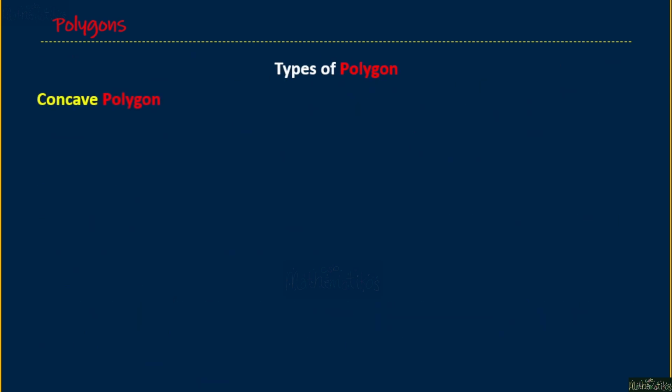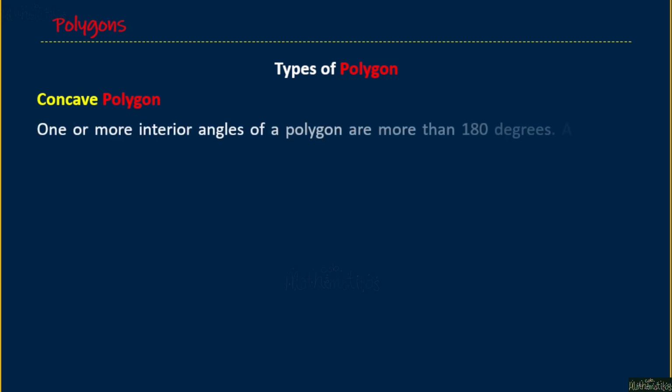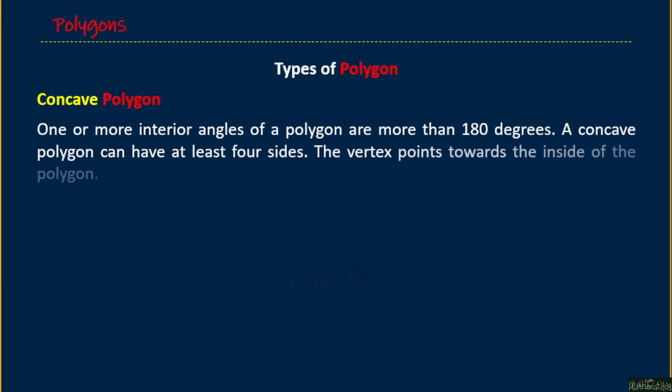So types of polygon, continuation. We have a concave polygon. One or more interior angles of a polygon are more than 180 degrees. A concave polygon can have at least 4 sides. The vertex points toward the inside of the polygon. So we will have some examples here after this.